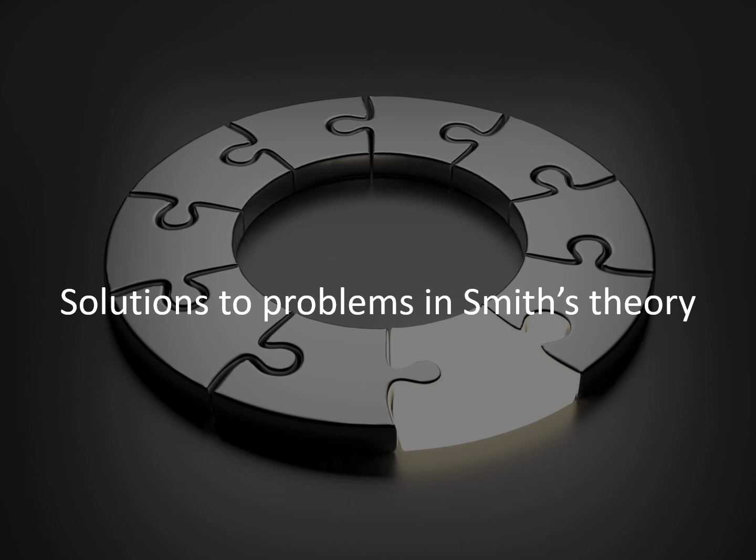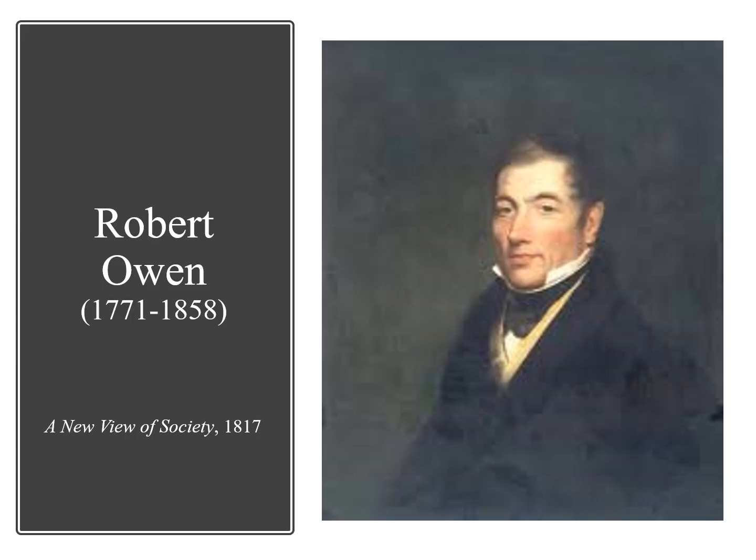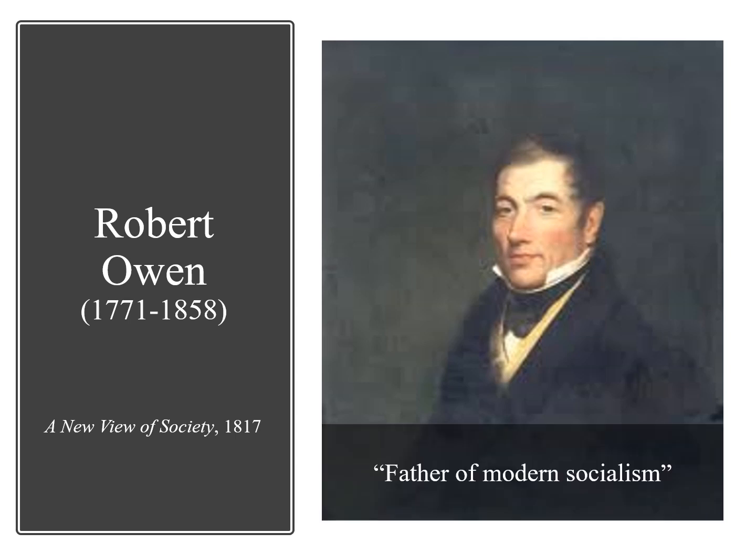So people at the time, and even Smith himself, did understand that there were some problems with his theory of complete economic freedom in an industrial economy. So a lot of people were looking for some solutions to his theory. And one of them was Robert Owen, who wrote A New View of Society in 1817, the year that our game begins. And Robert Owen is sometimes known as the father of modern socialism.